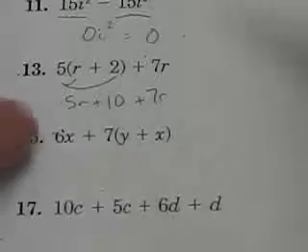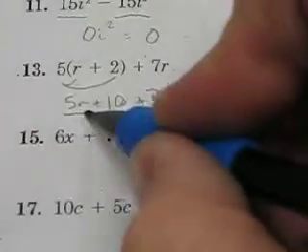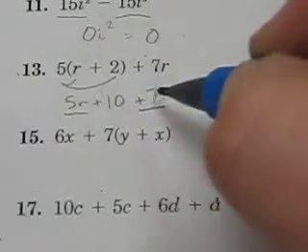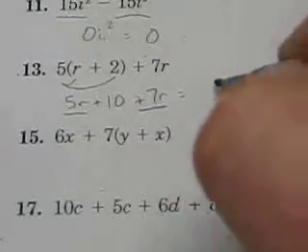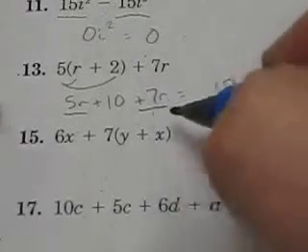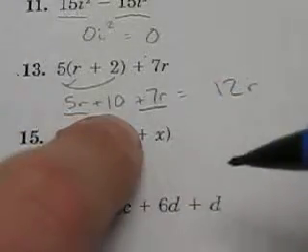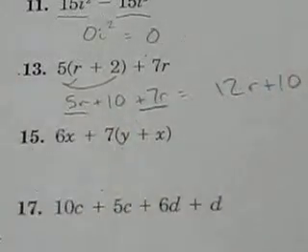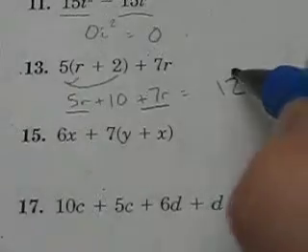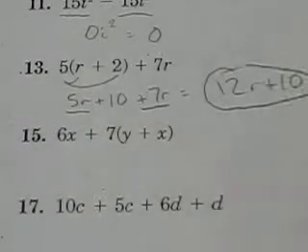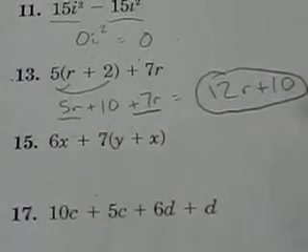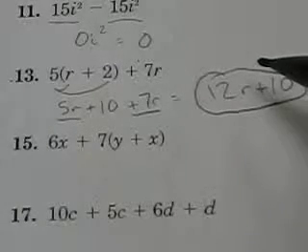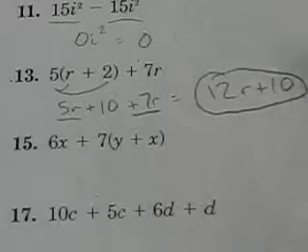We have some like terms. Again, this term and this term are alike. That means that we can add them. 5r plus 7r gives us 12r. And the plus 10, there's not a term that's like the 10, so we just have to leave plus 10 as part of our answer. So this would be our final answer, 12r plus 10. We know that our expression is in simplest form when we have no parentheses and no like terms remaining.